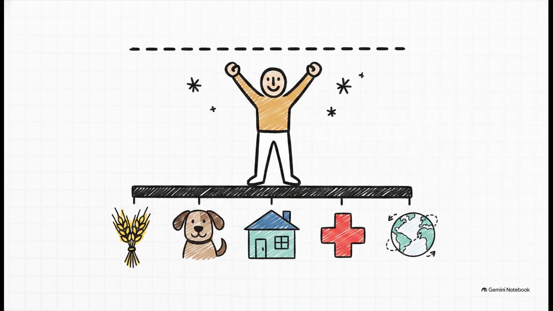By inventing agriculture, domesticating animals, building advanced shelters, and developing modern medicine, we effectively dodged the density-dependent limits that enforce a carrying capacity on literally every other species out there.